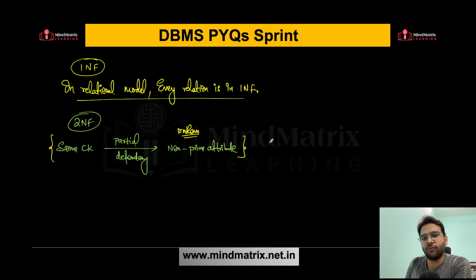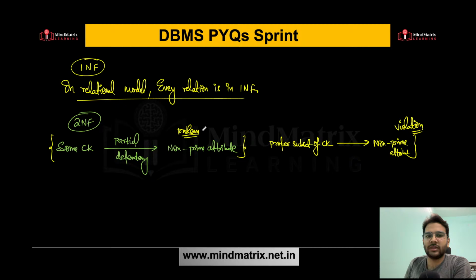What is the violation? Violation will be proper subset of candidate key determining non-prime attribute. This is the violation that we have, and due to this violation, this partial dependency is existing, and that is the reason the relation will not be in 2NF. This is a problem, okay? I hope you are getting this point. Is this clear, Abhas, so far?